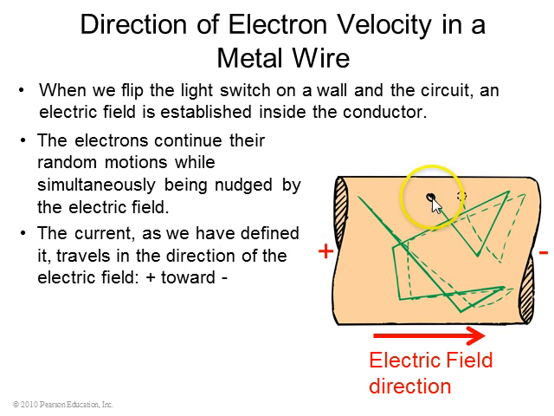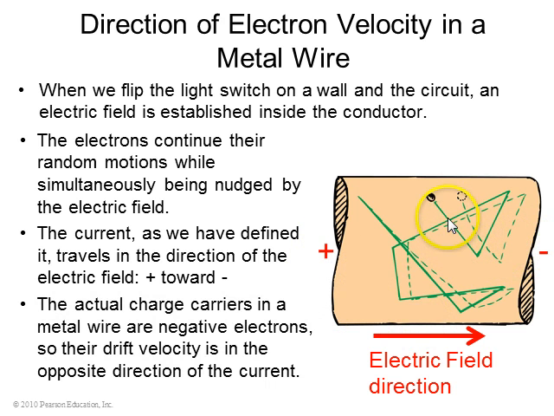Okay? So that drift motion of all these electrons is what we call the current. Actually, we've defined the current as always going from plus to minus. That's the flow of positive charge. But in reality, in a metal wire, the drift velocity of these tiny electrons is actually in the opposite direction. So that's something to keep in mind.